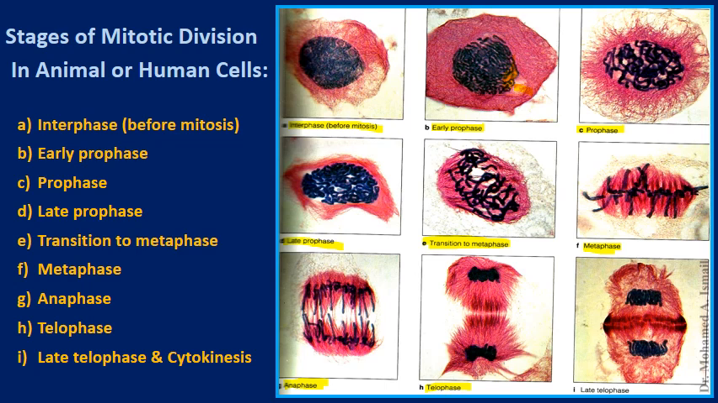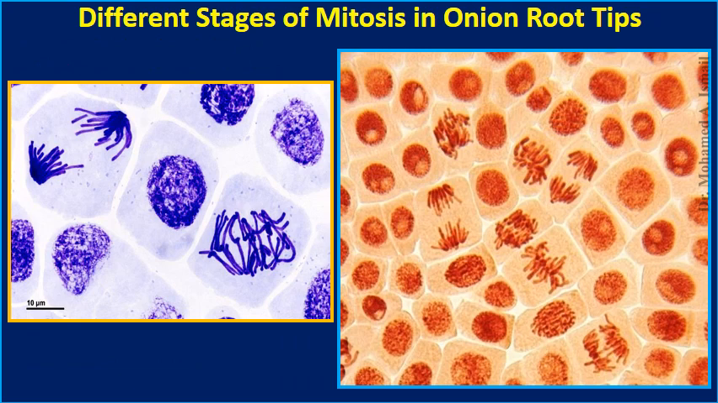After that, telophase, meaning that each chromosomal set separates at least at the level of the nucleus. So finally, this represents late telophase, whereas the stage of cytokinesis appears to separate the two cells, or two identical cells, from each other at the end. The two figures show different stages of mitosis in onion root tips.